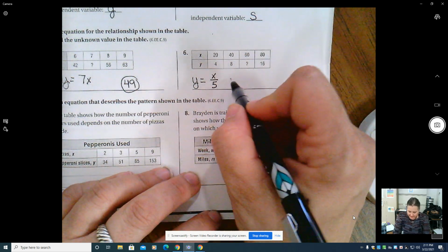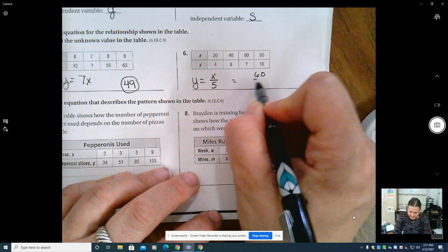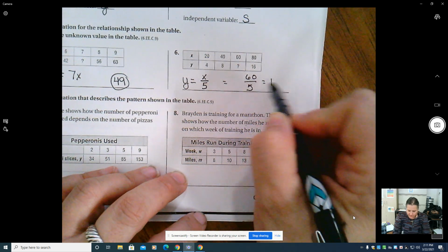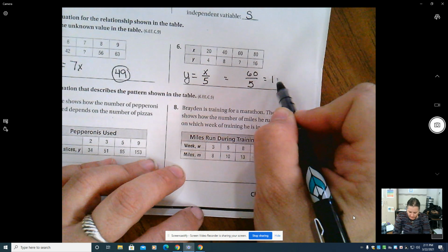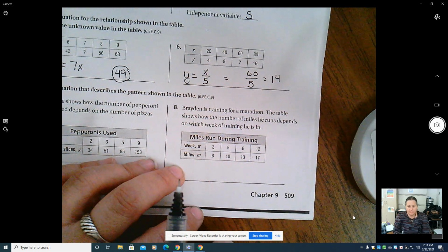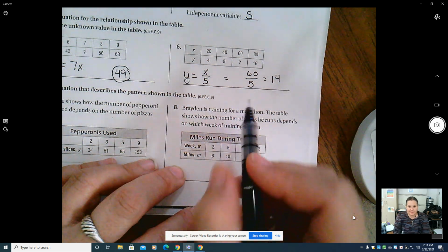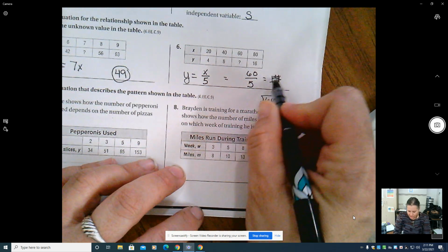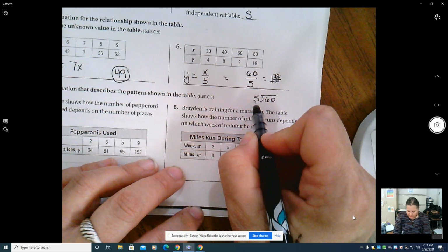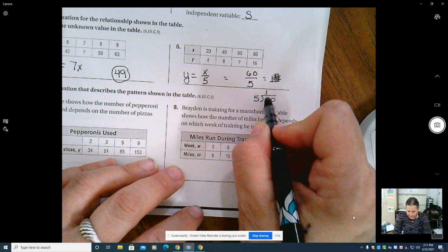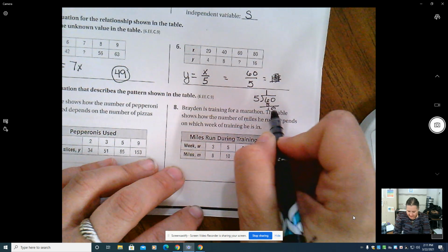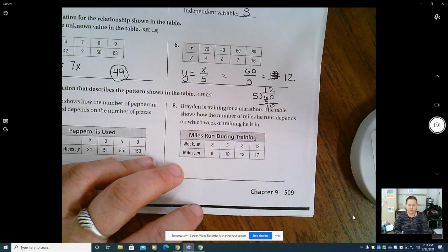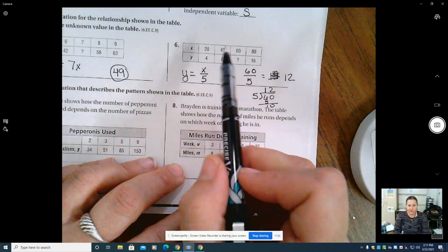So if I put a 60 in there for x, 60 divided by 5, 5 fits into 6 once with 1 left over. 5 fits into 10 twice, so my answer there, let me just check that. That is not right. Let me show you why. Sorry, that should be a 12. So that would be 5 fits into 6 once with 10 left over, so that would be where I get my 12. 12 would be my value of y if my x is 60.